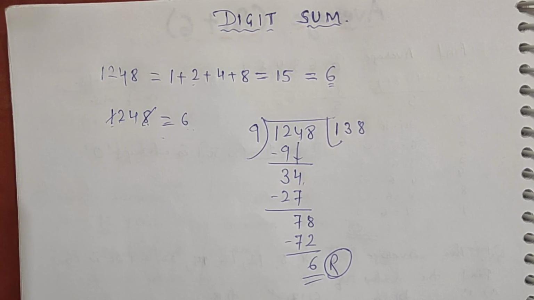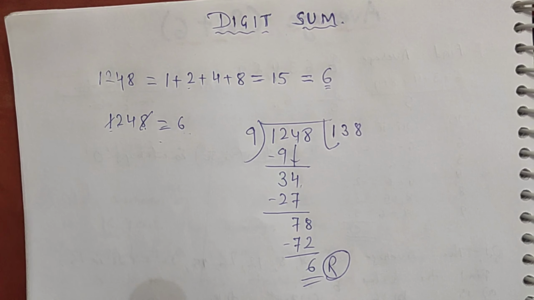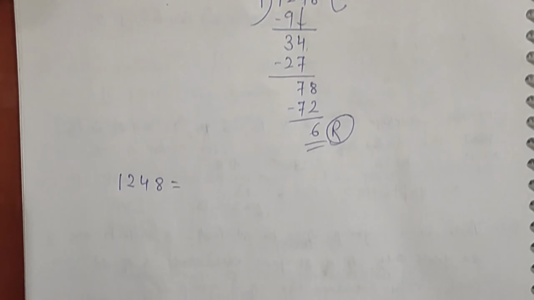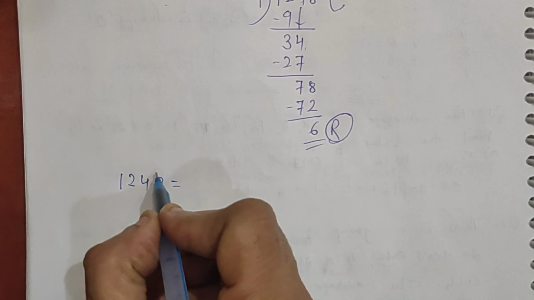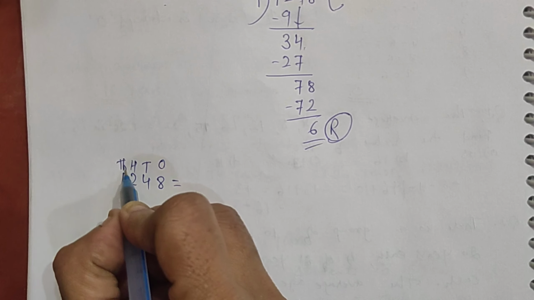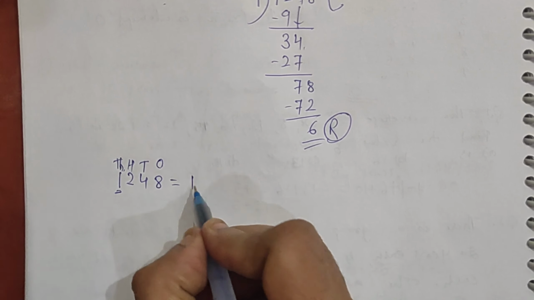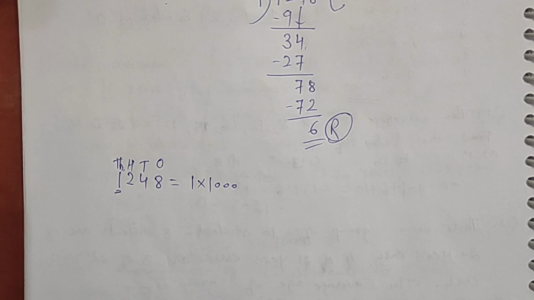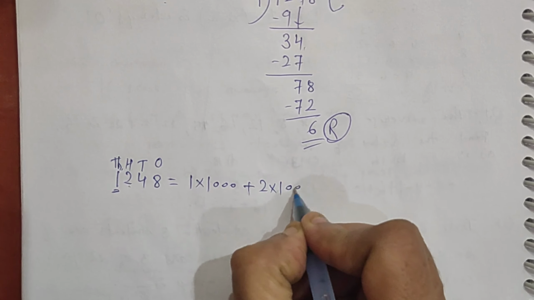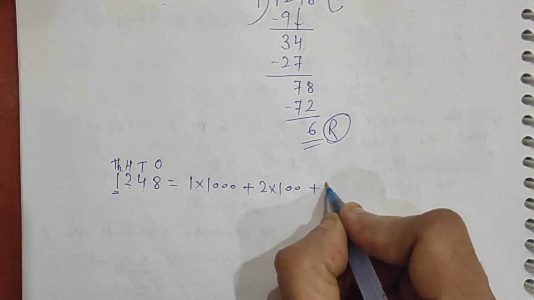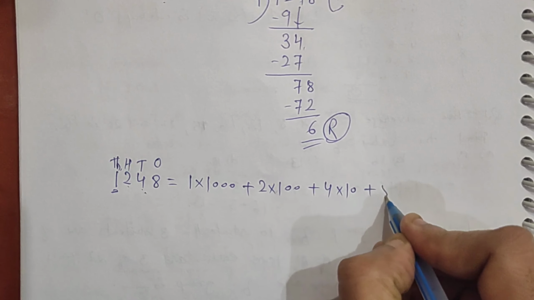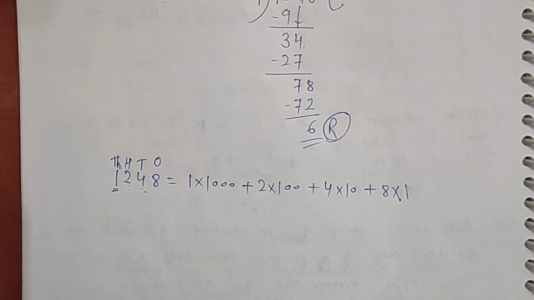Now you might be wondering how we are getting this same digit. Yes, this is there because in your childhood you might have learned how to expand this number. This is ones place, this is tens place, hundreds place and thousands place. So you do 1 into 1000, because this is thousands place, plus 2 into 100 because this is hundreds place, 4 into 10 because this is at tens place, and 8 into 1, this is at ones place.